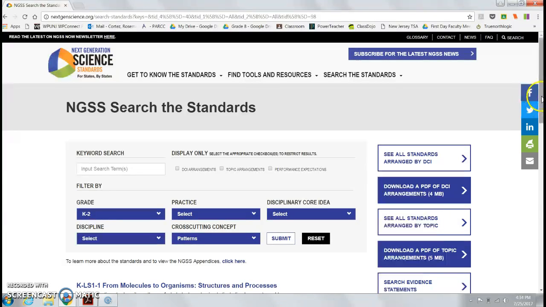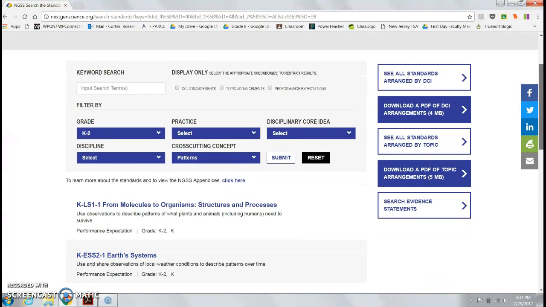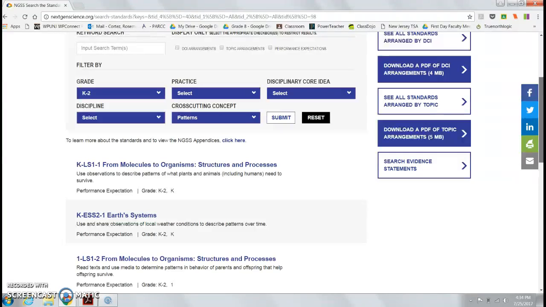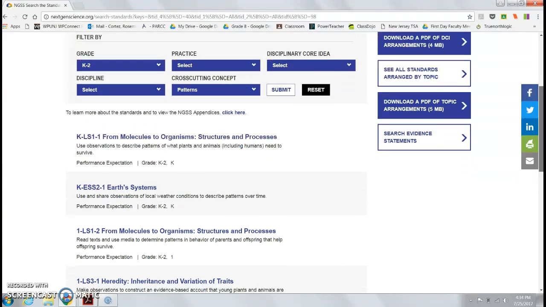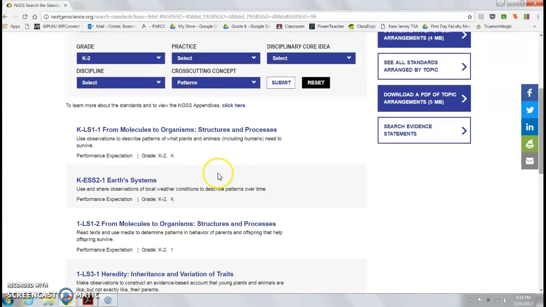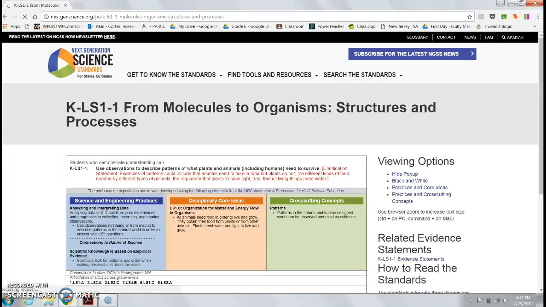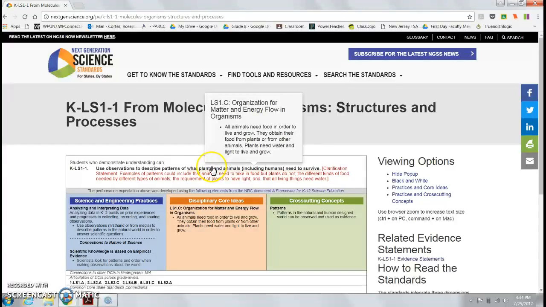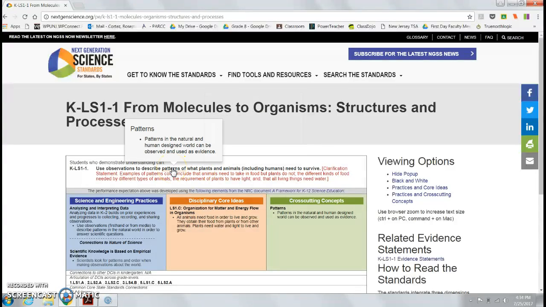and then that will bring up this window. In this window, you'll see that it's showing all of the DCIs that are addressing the cross-cutting concept of patterns. So for instance, in kindergarten here, you see that patterns is being addressed in that standard. You'll also see listed here, it'll go into more detail about patterns in that cross-cutting concept.